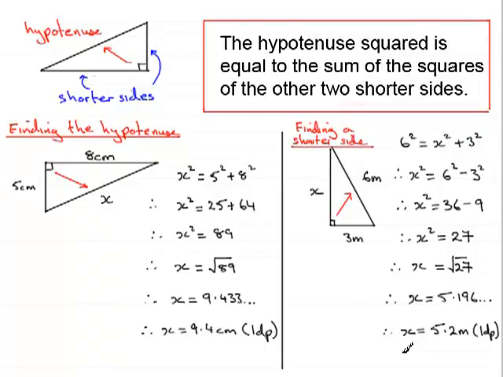Okay, so hopefully using these 2 examples now, you should be able to work out any side of a right angle triangle, providing you know the other 2 sides, by using Pythagoras' theorem.